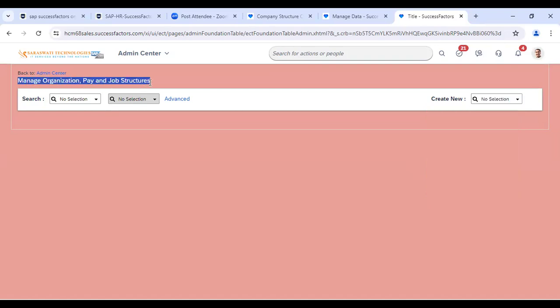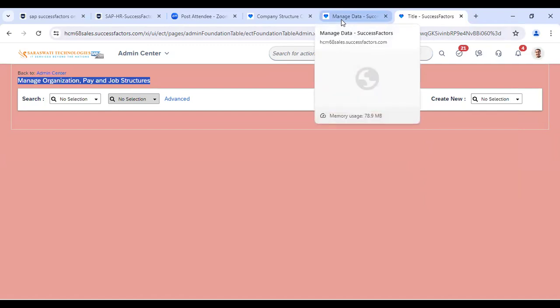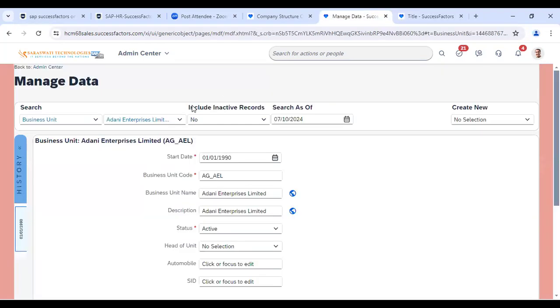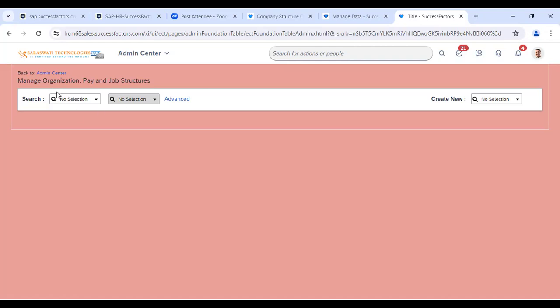If somebody asks you what is the difference between these two, you can say whatever legacy data we were having in the system consists of the managed org, pay, and job structure. You can see by the name, org structure was also here. After some releases, about 3 or 4 years ago, the org structure, that is legal entity and business unit, was also here only. After some releases, that was migrated to the managed data.